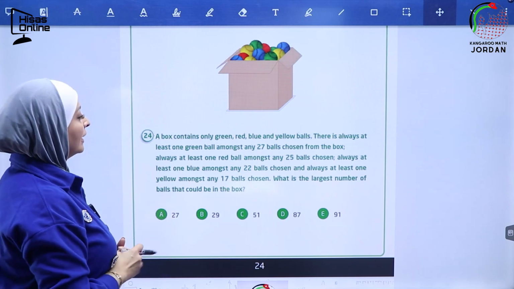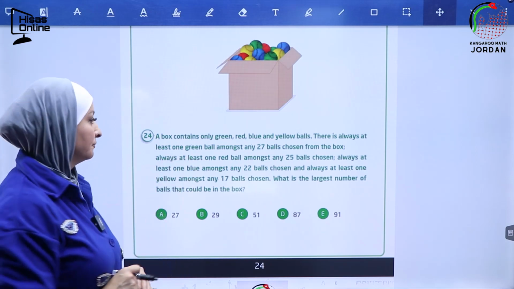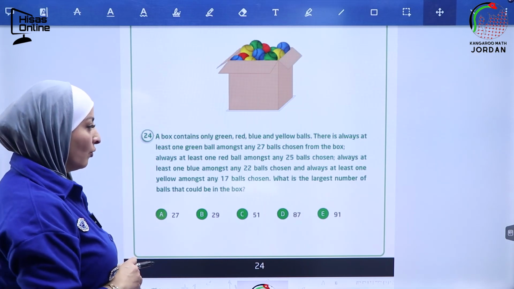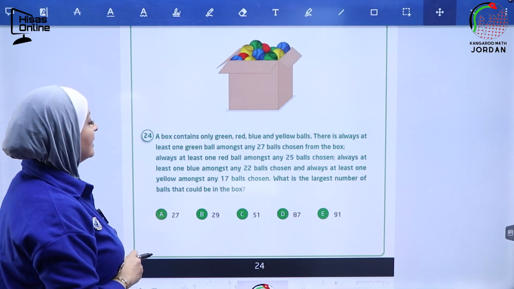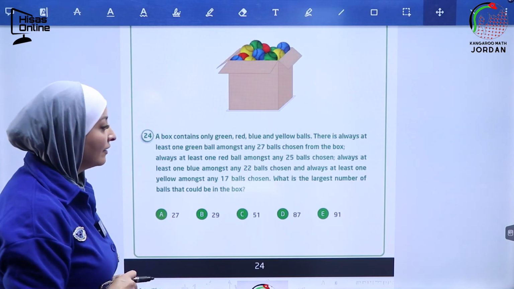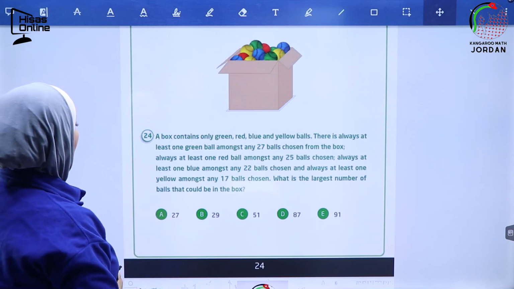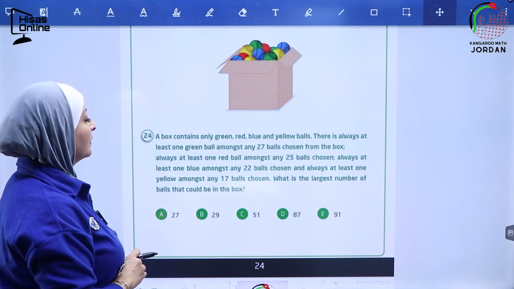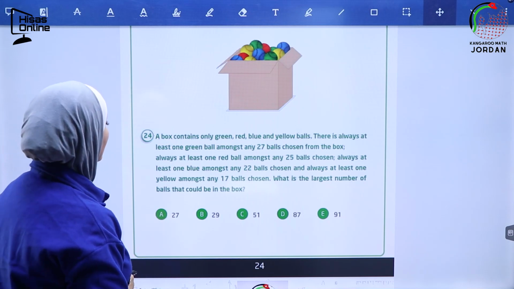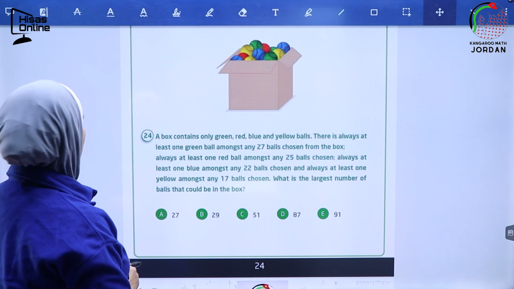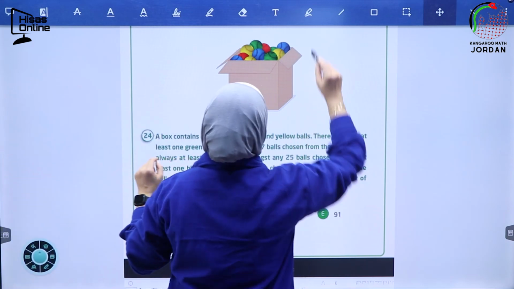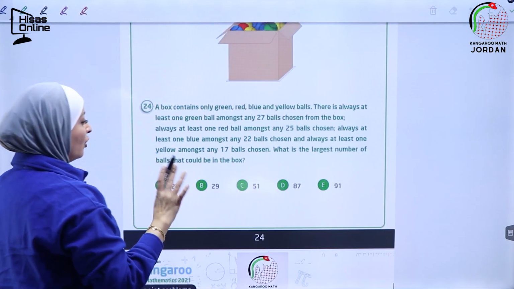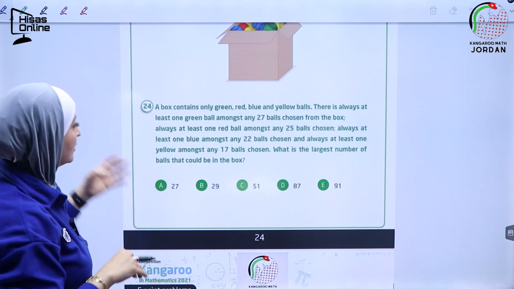Question 24. A box contains only green, red, blue, and yellow balls, so 4 colors of balls. There is always at least 1 green ball amongst 27 balls chosen from the box, always at least 1 red ball amongst any 25 balls chosen, at least 1 blue ball amongst any 22 balls chosen, and always at least 1 yellow amongst any 17 balls chosen. This question needs you to use inequalities, if you remember this term. I will collect my information and write it down.